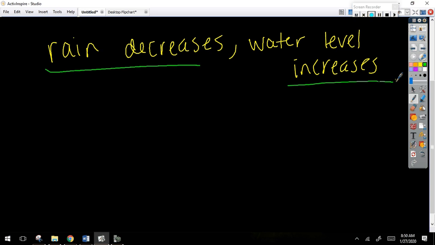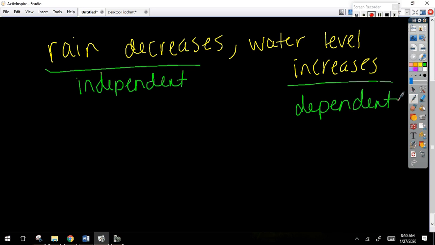See, this one's kind of harder than the last one. You're not slow, don't say that. The rain is independent, that is correct. And the other one is dependent. Think about it like this. It depends on the rain. If you flipped it around, if the water level rises, does that mean that the rain increased? Not necessarily. There are other factors that could force the river to rise, right? Maybe somebody opened the dam, right?